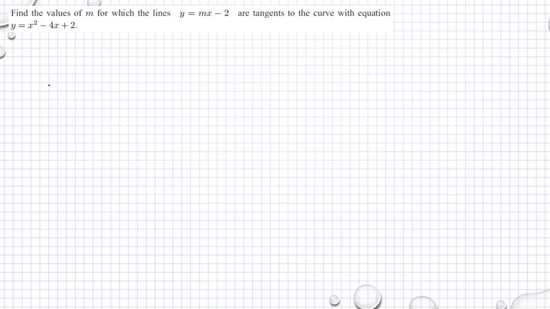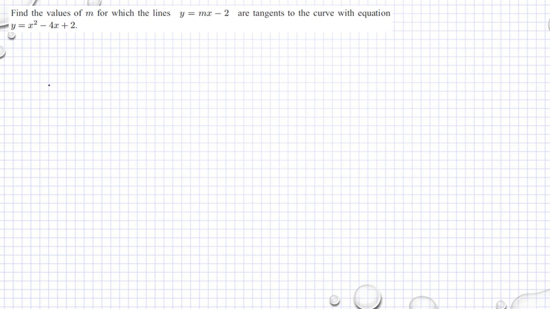Another example that we are going to look at is this kind of problem. For example, find the values of m for which the lines y equals mx minus 2 are tangents to the curve with equation y equals x squared minus 4x plus 2, as you can see here.